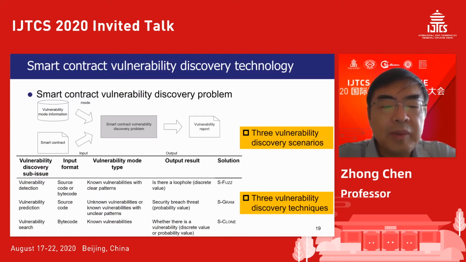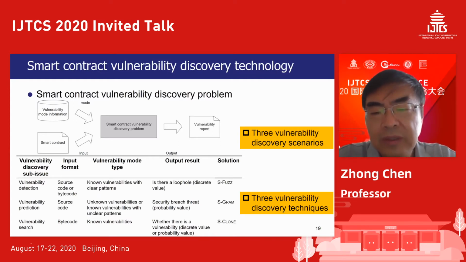For vulnerability prediction, the input format is still source code, but the vulnerability is unknown, or known with an unclear pattern. Through this way, we would like to obtain a security breach threat, which is a probability value. We call this kind of solution SGRAM.